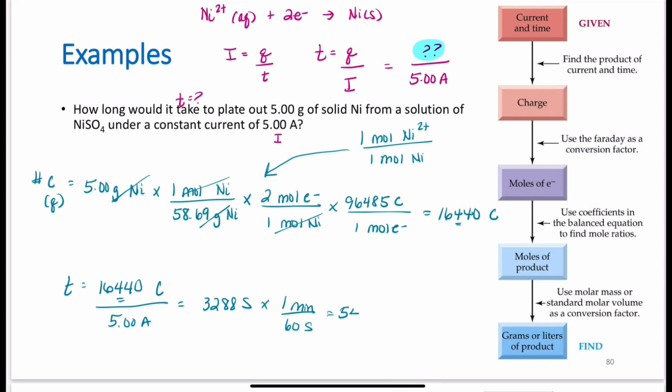54.8 minutes. So it's going to take just under an hour, which may sound like a long time, but in the world of electroplating, it's actually pretty quick. So about just under an hour to electroplate 5 grams of nickel.